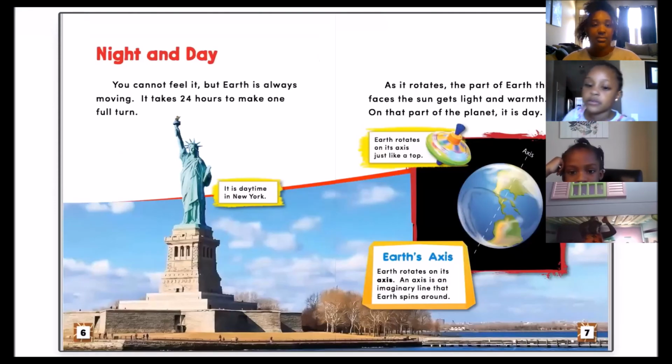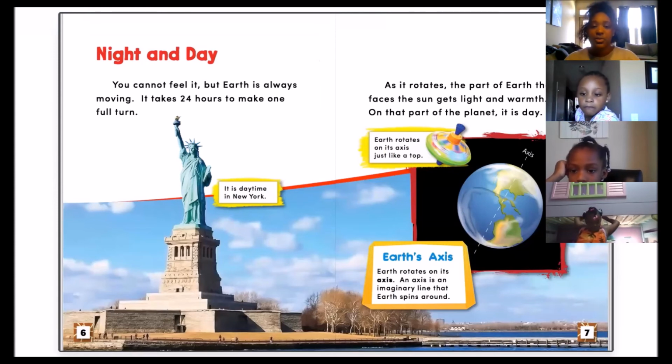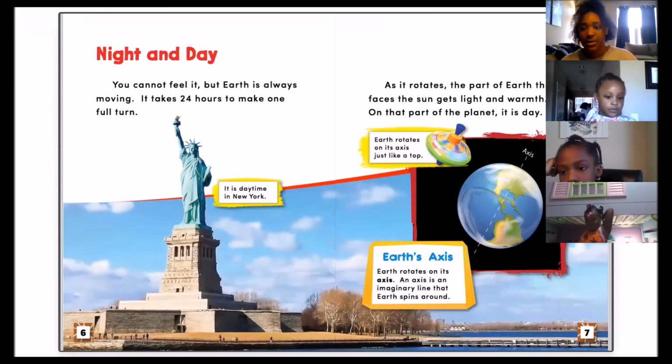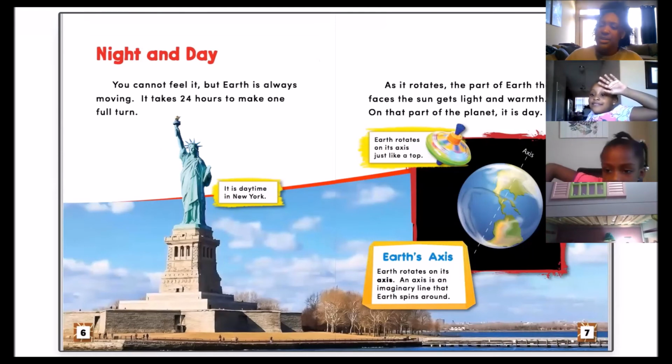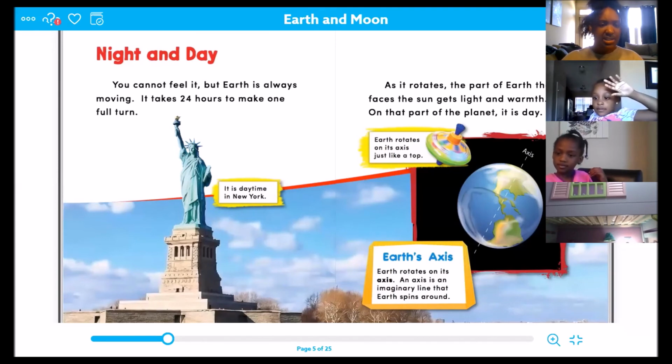Oh, wow. Night and day. Night and day. You cannot feel it, but Earth is always moving. It takes 24 hours to make one full turn. As it rotates, the part of the Earth that faces the sun gets light and warmth on that part of the planet. It is day. Now, I'm not worried about what we're talking about here in the book. I guess the things that we see. What do you guys see? We talked about the things in nonfiction books. What do you guys see?